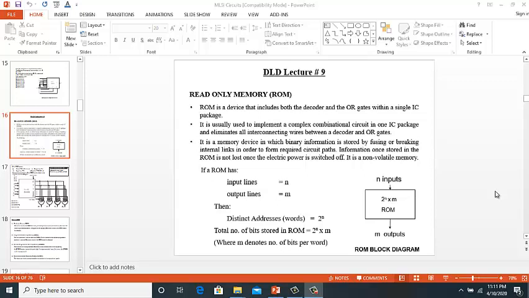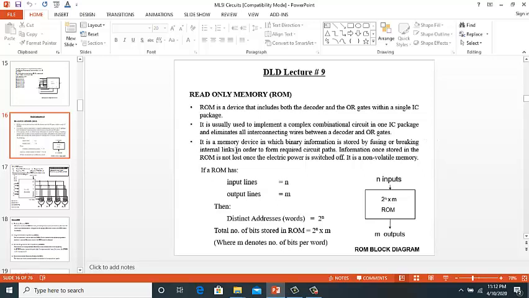Now in this lecture we are going to study read-only memory, which is also known as ROM. ROM is a device that includes both decoder and OR gates within a single IC package. It is normally used to implement complex combinational circuits in one IC package and eliminates all interconnecting wires between a decoder and OR gates.